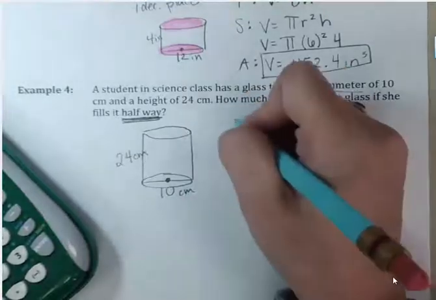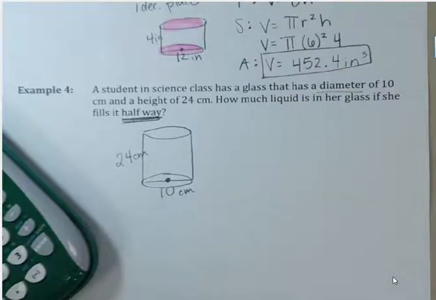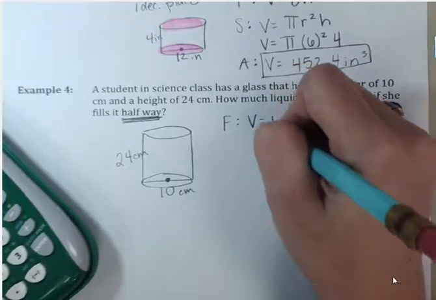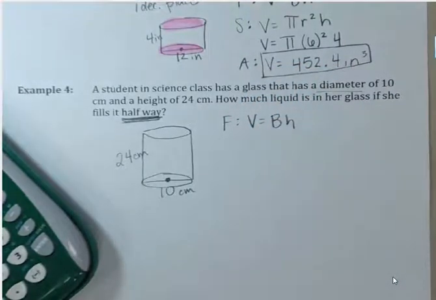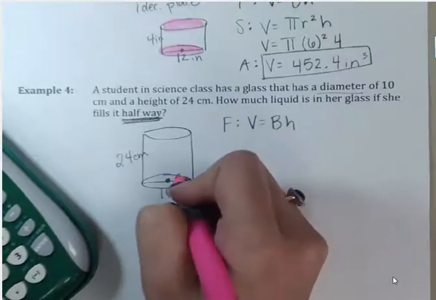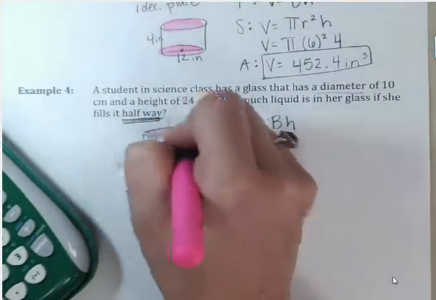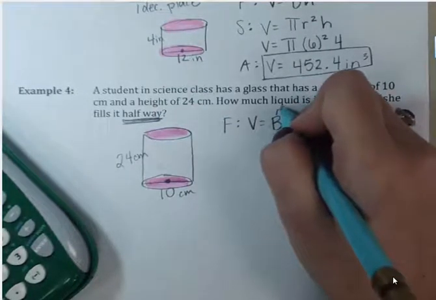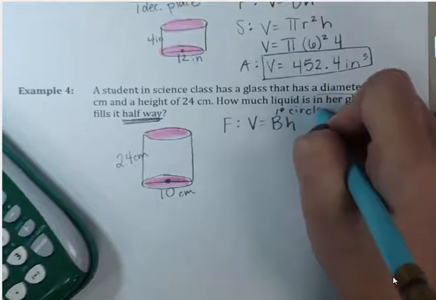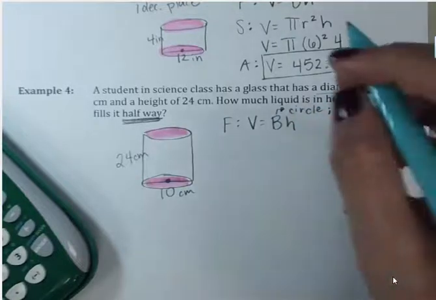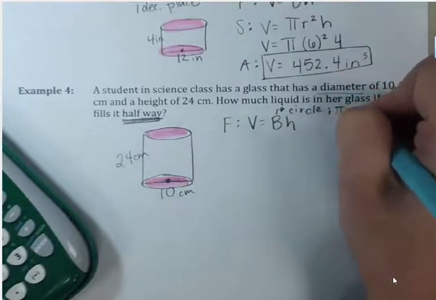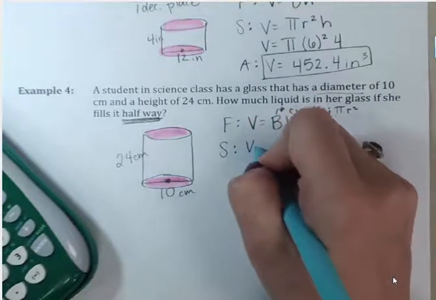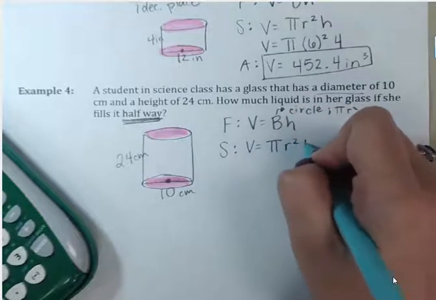Okay, if we're talking about how much liquid is in our glass, that's talking about volume. So I know I'm going to do V is equal to big B times H. Highlight your bases. We know our big B is going to represent a what shape? A circle. The formula for the area of a circle is pi r squared. Substitute it in. Volume is equal to pi r squared times height.